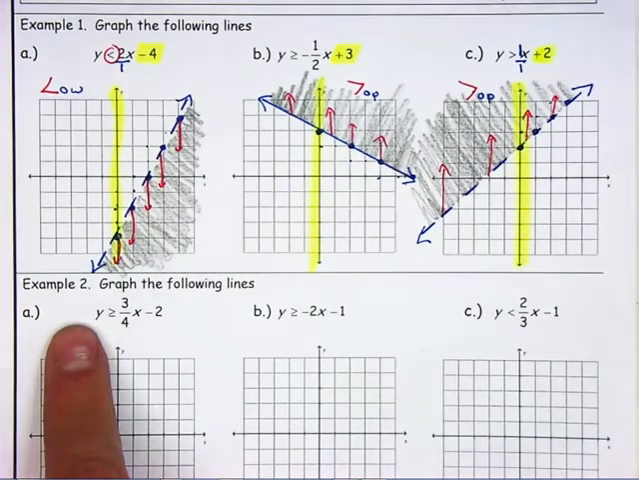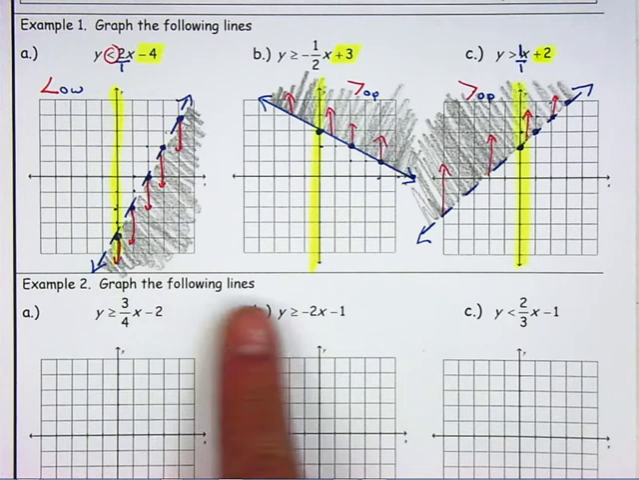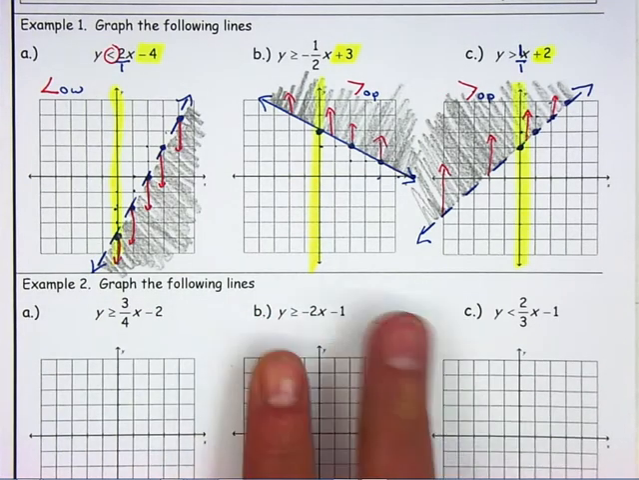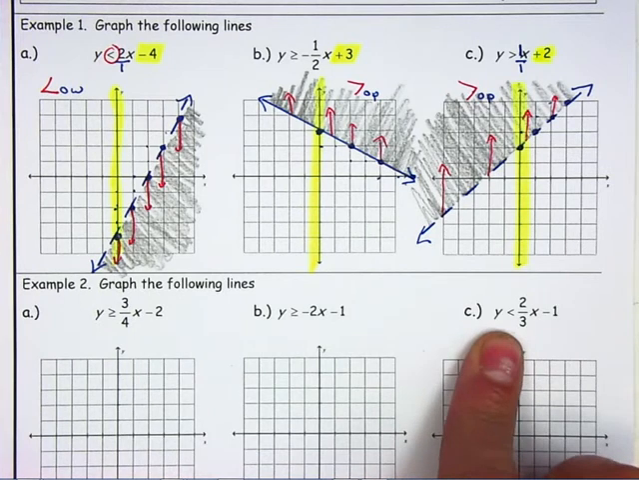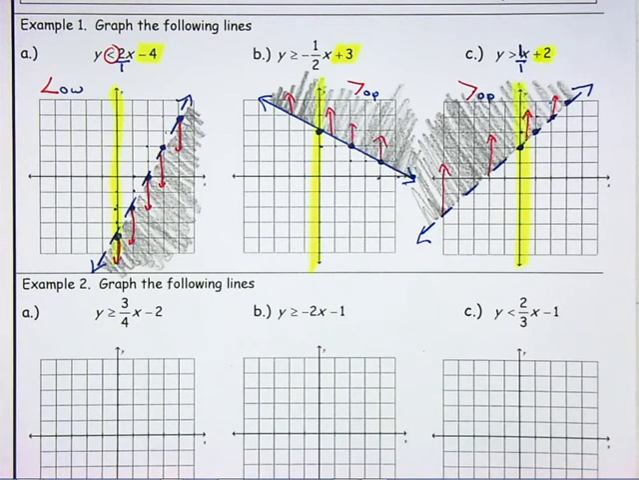Go and try example number 2 by yourselves. A, B, and C. Go and pause it. Try examples A, B, and C by yourselves quietly. And then I'll work it out with you afterwards. Go and pause it.